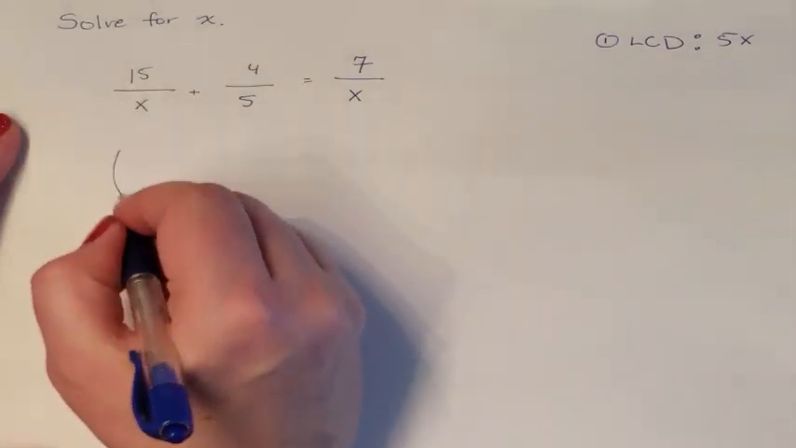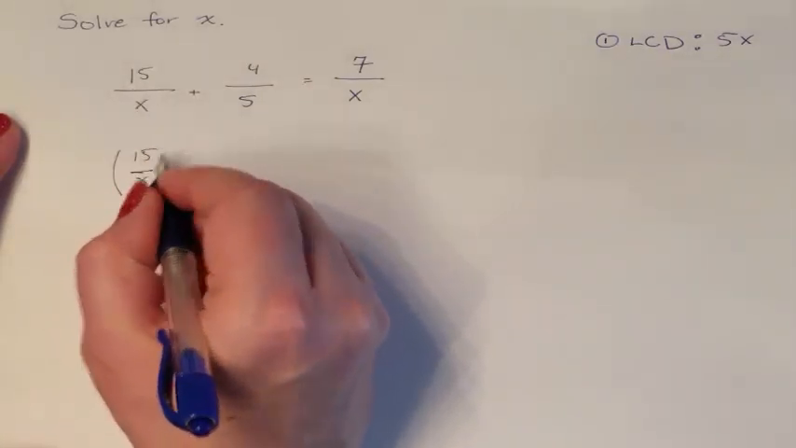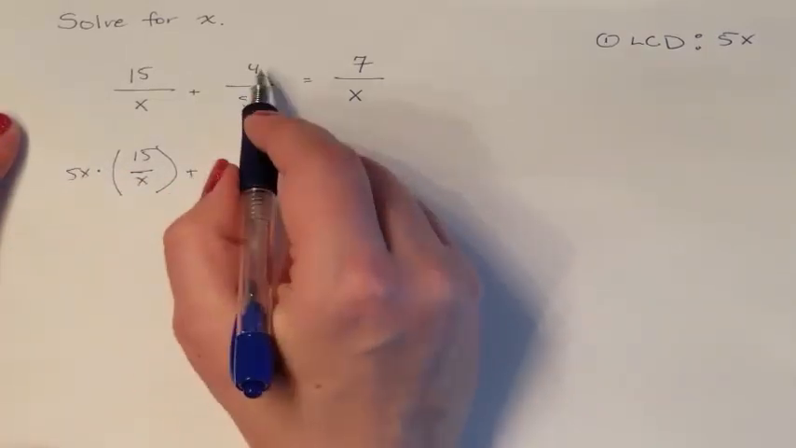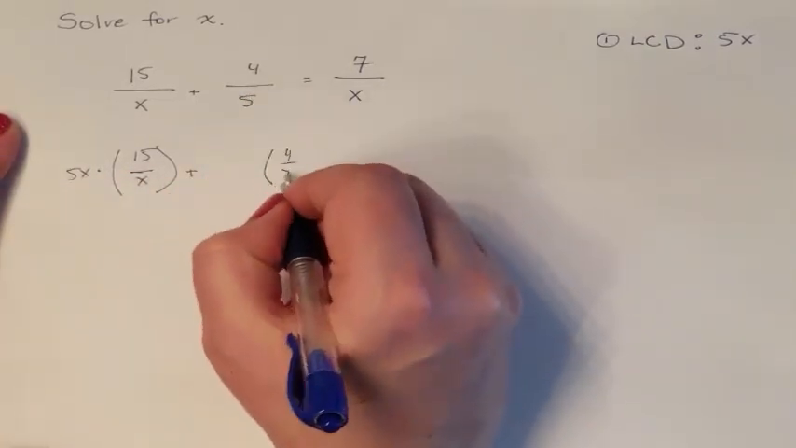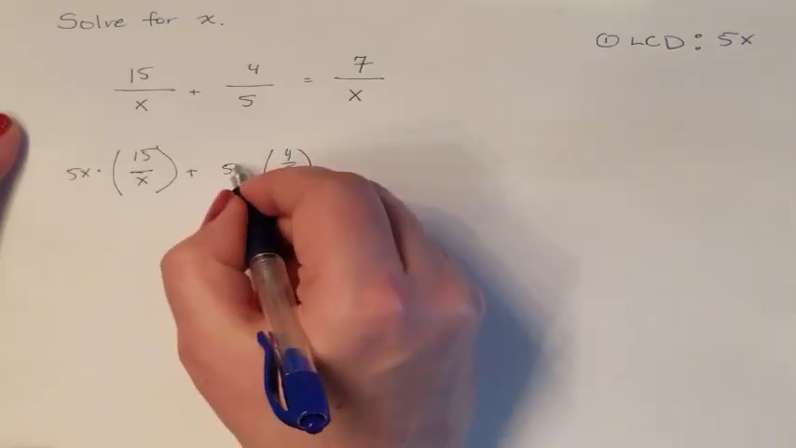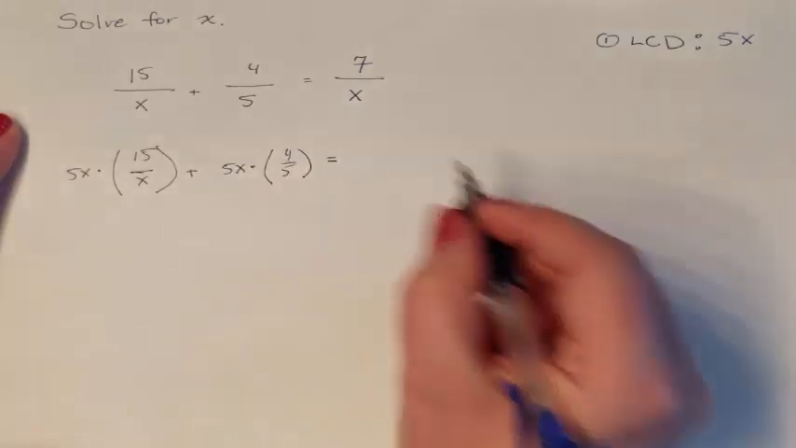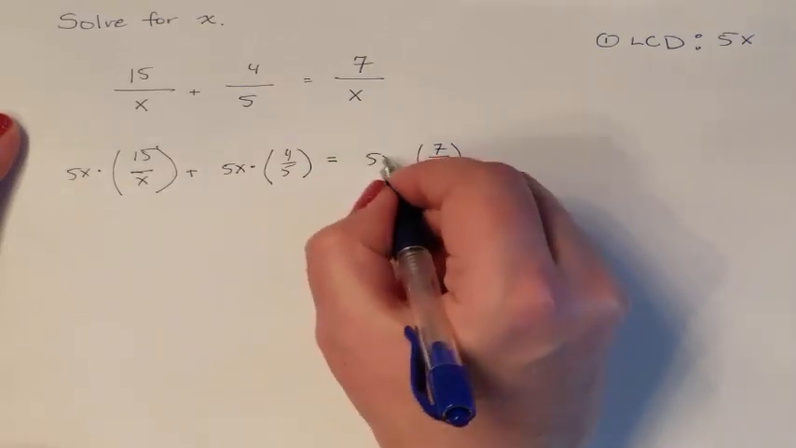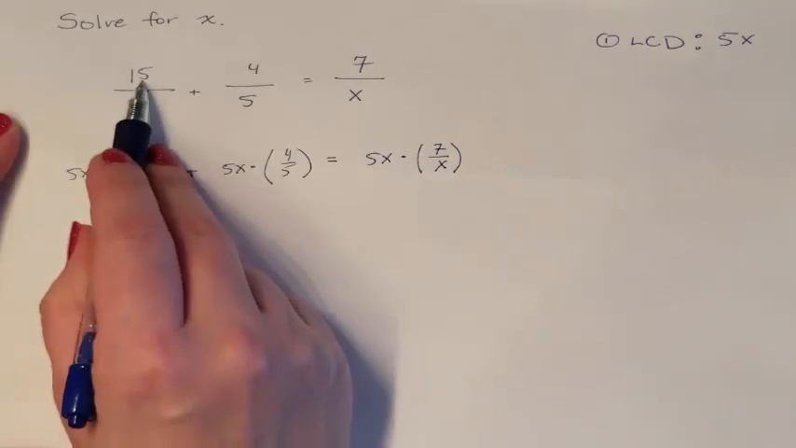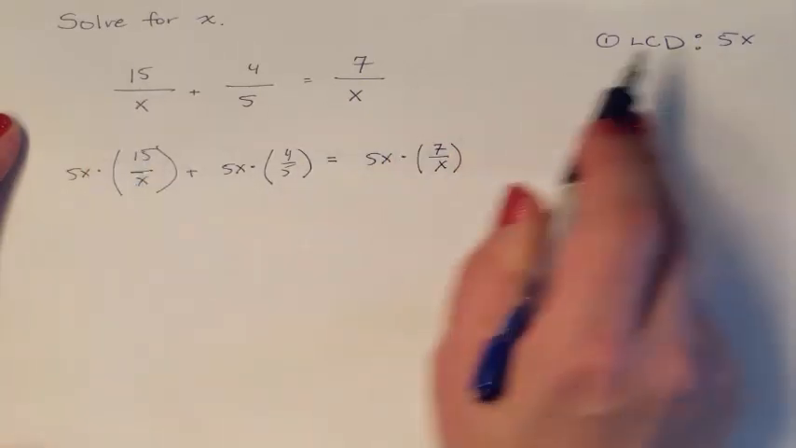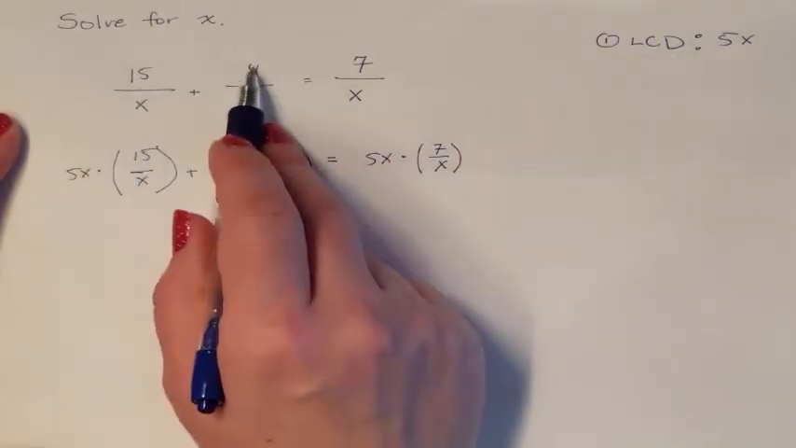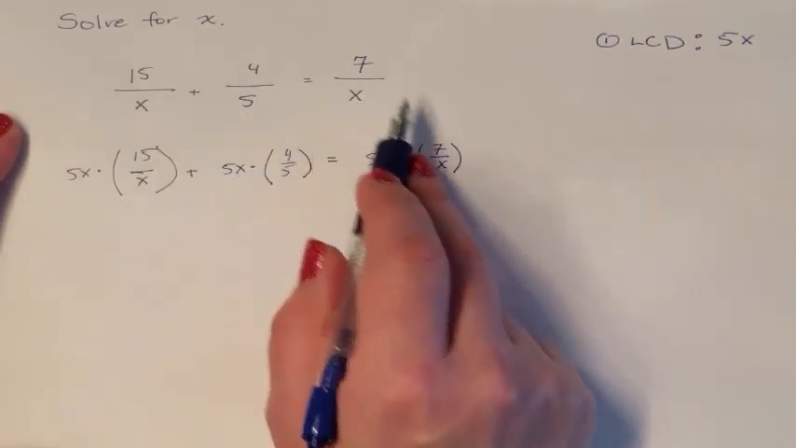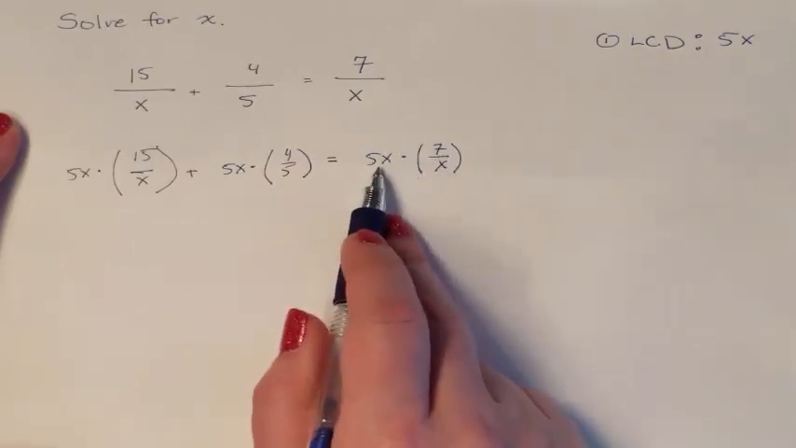So this fraction right here, which is 15 over x, is going to get multiplied by the 5x, plus this fraction of 4 over 5, which is also going to get multiplied by the 5x, equals this fraction of 7 over x, which is also going to get multiplied by the 5x. So original problem multiplied by our new least common denominator, original problem multiplied by the least common denominator, and then that problem multiplied by the least common denominator.